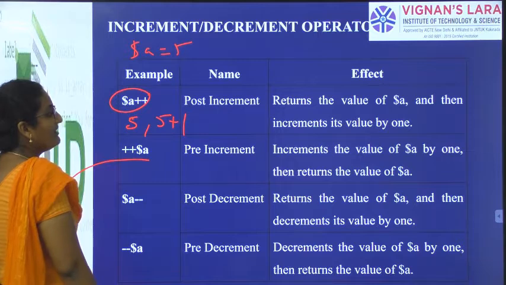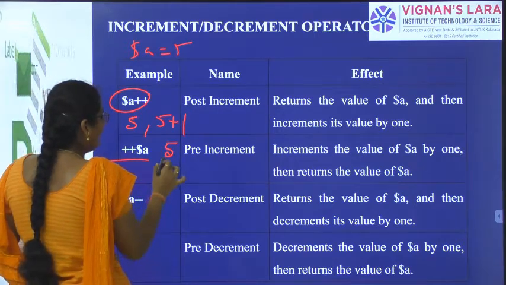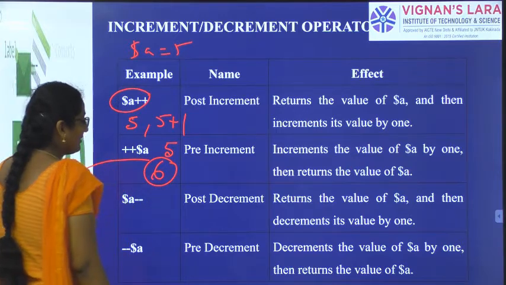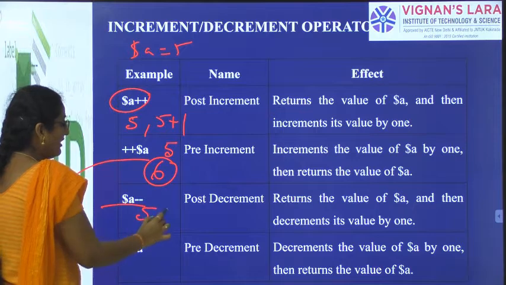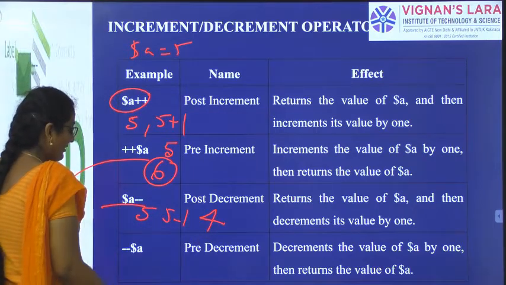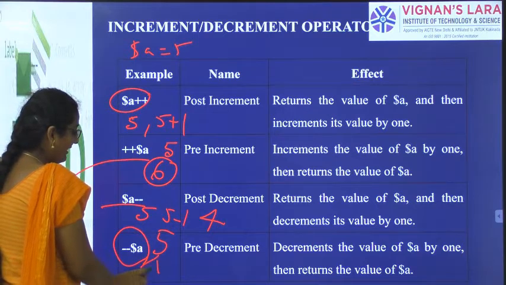Pre-increment: increment the value by 1 and then return A. So what is the value of A? 5. Increment by 1, 6. 6 will print. Post decrement: $A value is 5. You have to decrease 5 minus 1, 4. Pre-decrement: A value is 5. Decrease 1, that is 4.